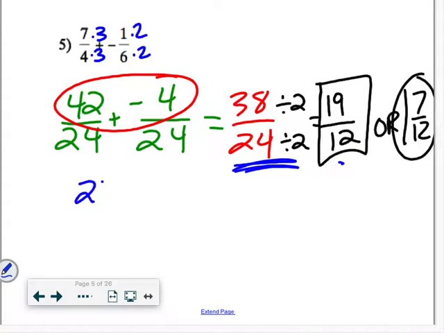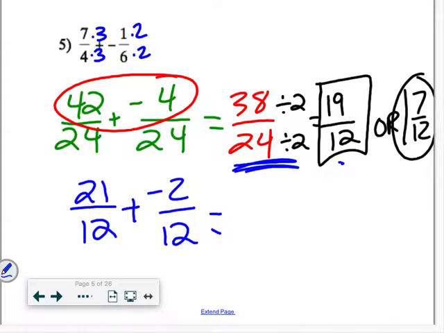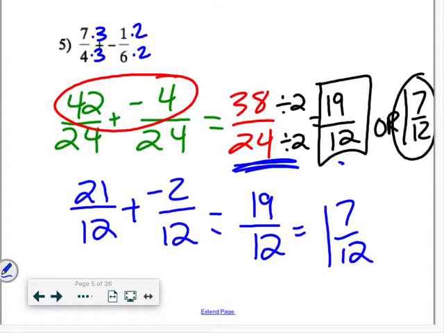All righty. Let's fix this. So it's 2 over 12. And yes, 21 minus 2 is 19 over 12, which is 1 and 7 twelfths.